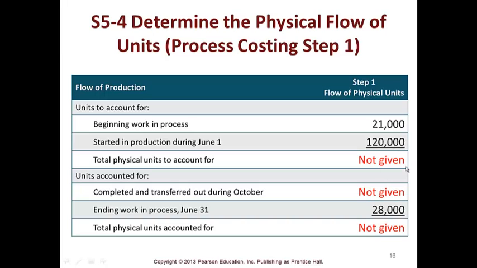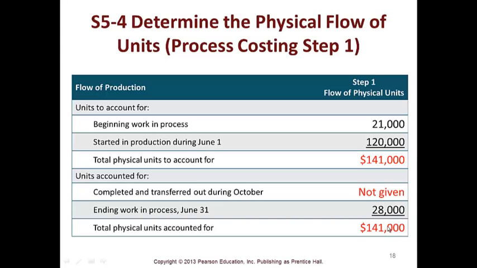They didn't give you total physical units. They didn't give you what was completed or transferred out, but they gave you the ending. So this is math. It's like a word problem. Add the beginning plus started gives you total to account for. And then you know your total to account for is calculated up there. These two must tie, the 141.